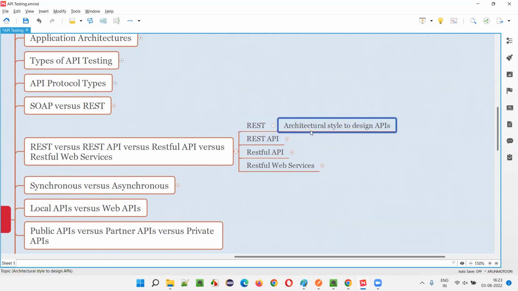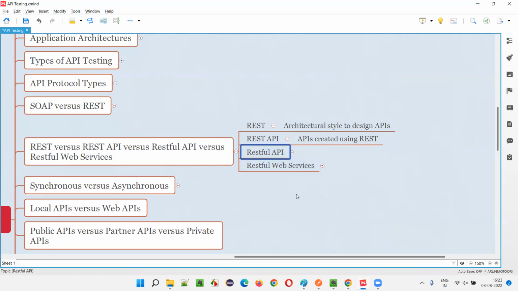REST is an architectural style which can be used for developing APIs by developers. But whatever APIs got created or developed by using this REST architectural style are known as REST APIs. Simple. What are REST APIs? The APIs that developers create using this REST architectural style are known as REST API. REST is an architectural style, containing some rules and regulations, using which developers develop the APIs. But the APIs developed using this style are known as REST APIs.